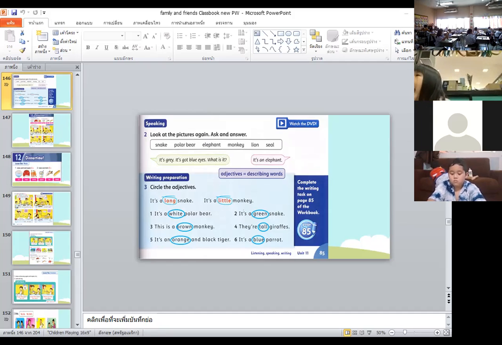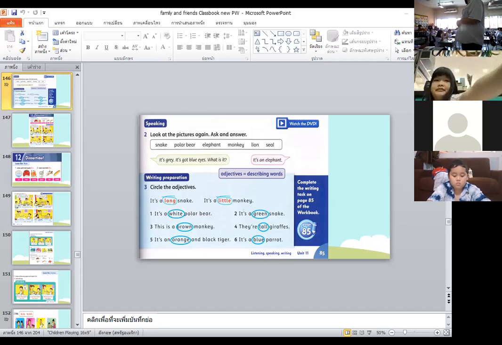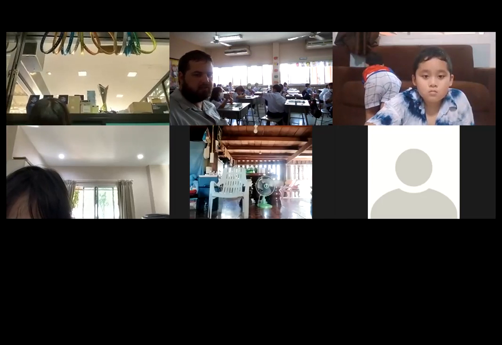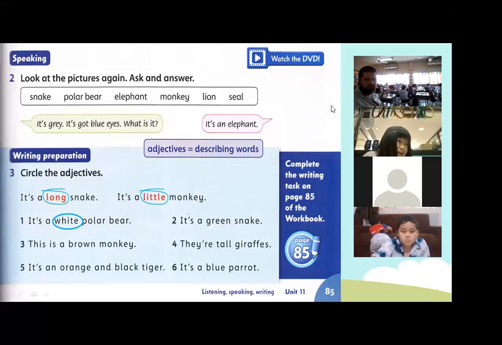Okay, so for example, Nawa, what animal is white? Yeah. Okay. Thank you, Noah. What animal is brown? In your book, what animal is brown? He cannot fly. Monkey. Very good, monkey. Yes! Okay, let's see.